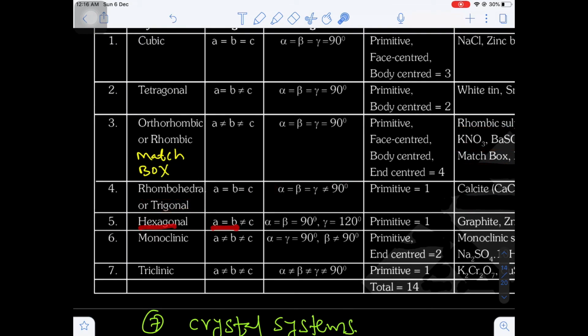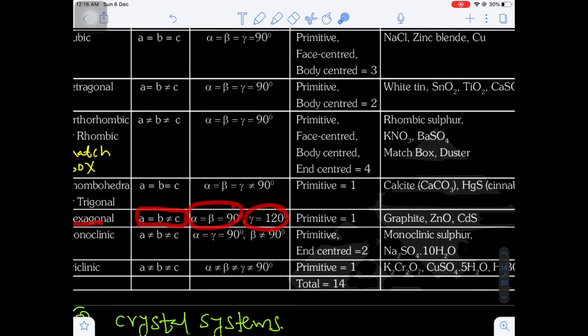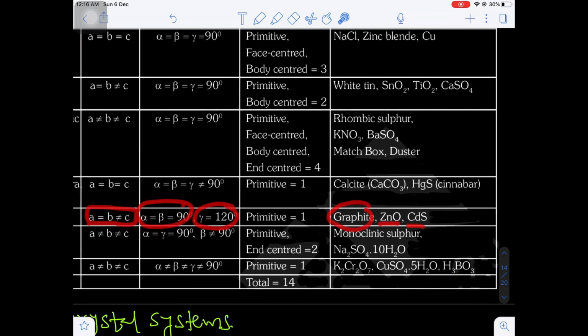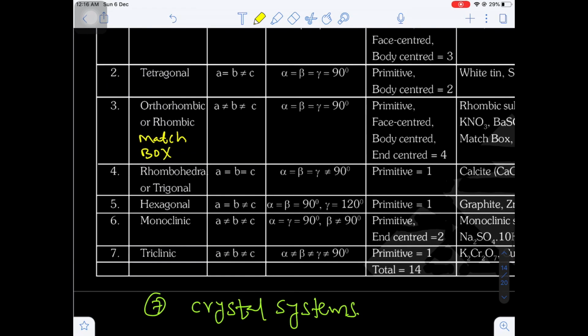Next to hexagonal system, where A equal to B but not equal to C, alpha, beta 90, where gamma 120, graphite best example, zinc oxide, cadmium sulfide. And we can say ice. Ice is also hexagonal system.